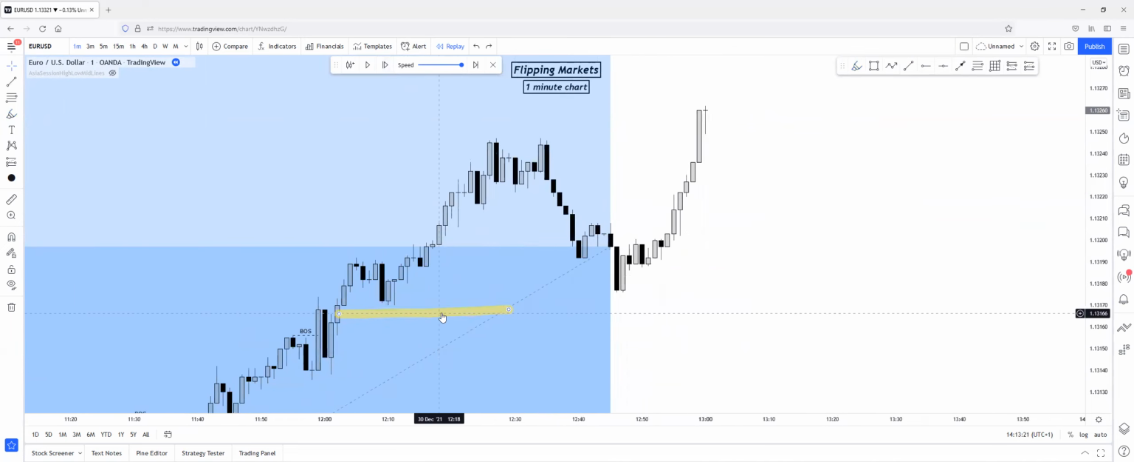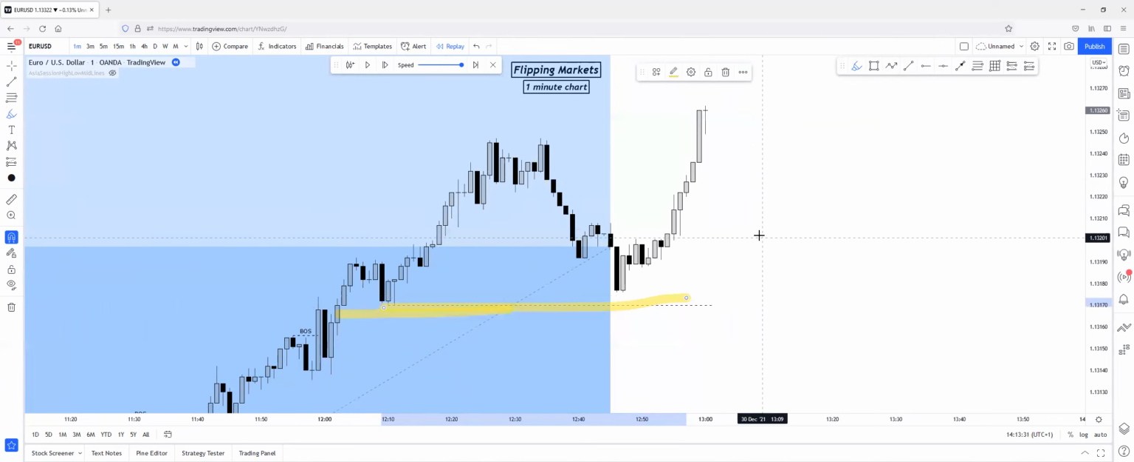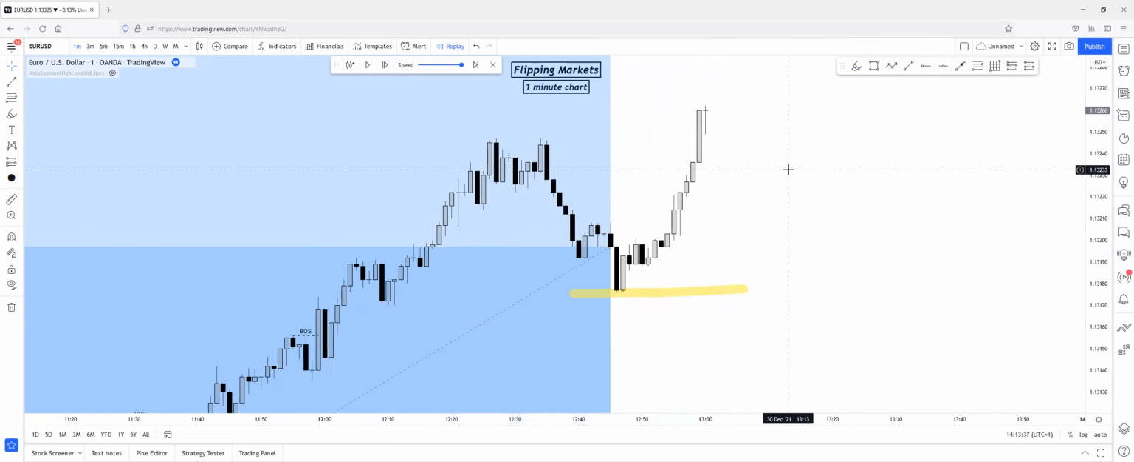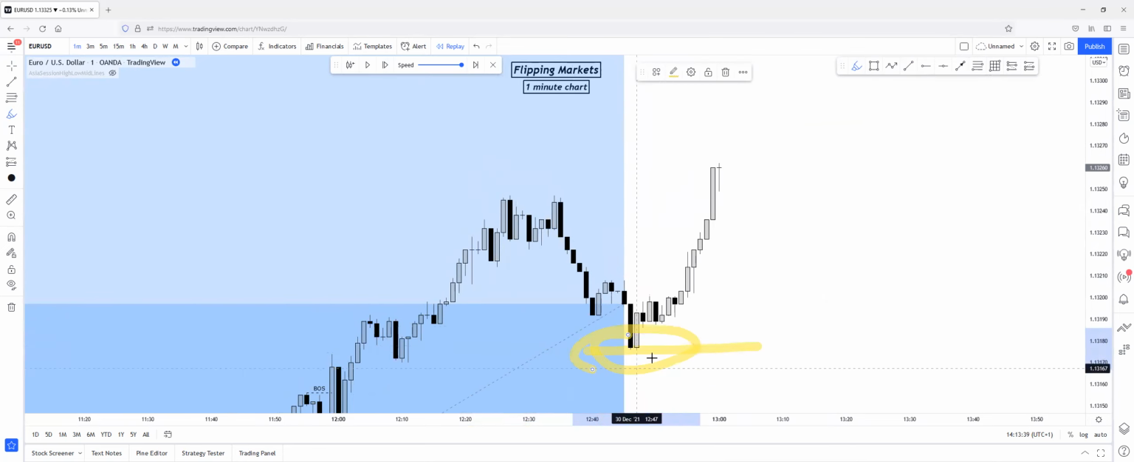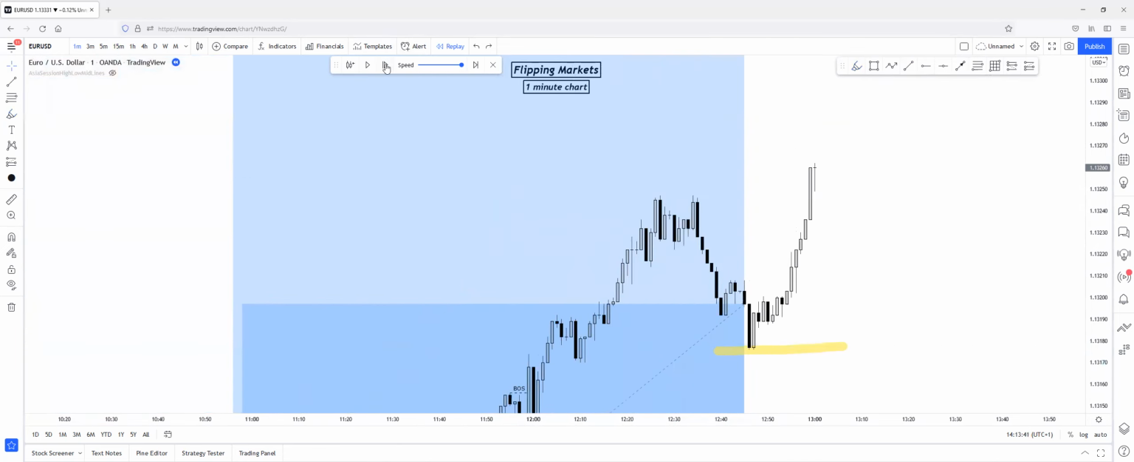It broke structure to the upside. And as you can see, I will just draw a line here. So this is our stop loss level, and it perfectly kept us in the trade. So a break of structure happened here to the upside. I will just place my stop loss below this low now. So our stop loss level is on this region. Okay, let's see what happens.